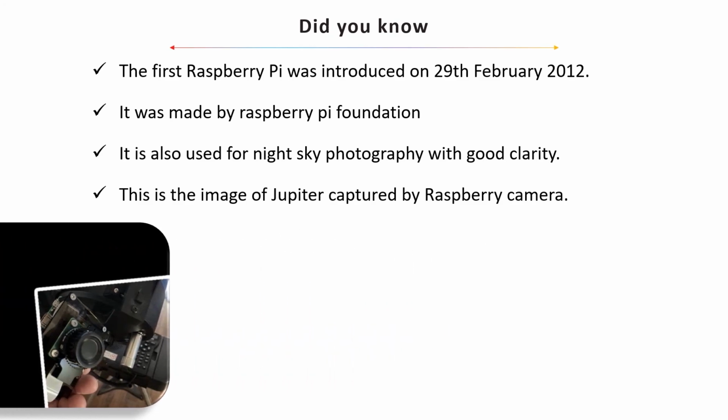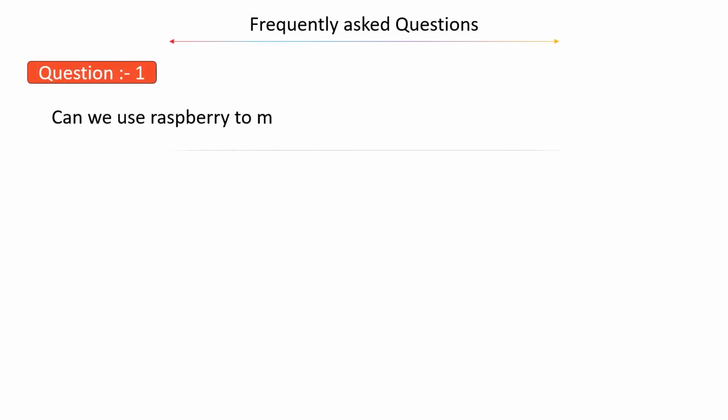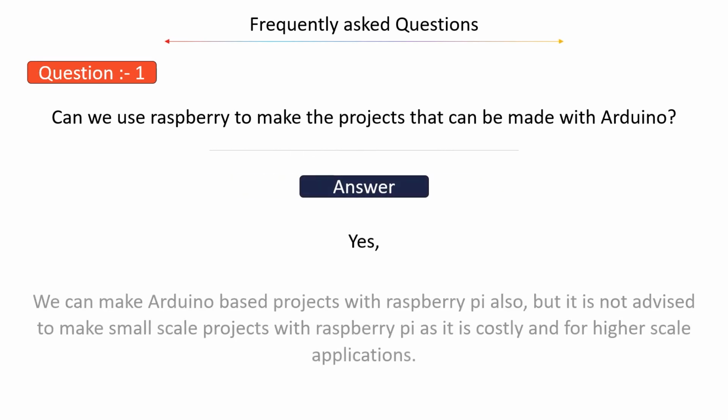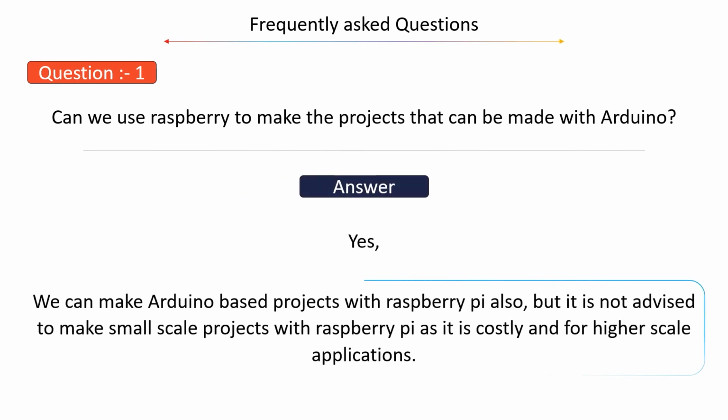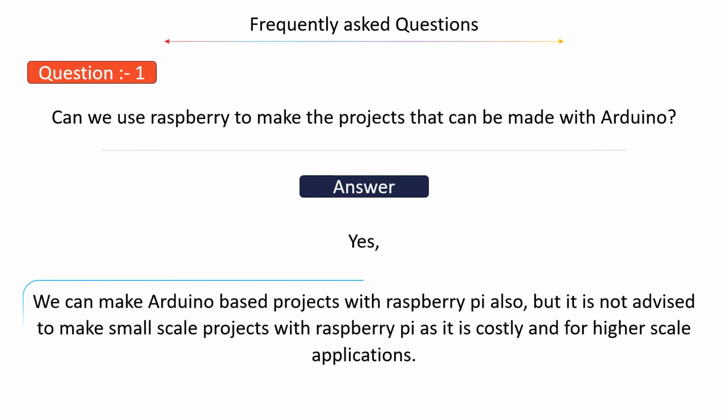Some frequently asked questions related to Raspberry Pi are being shared with you along with their answers. Question 1. Can we use Raspberry to make the projects that can be made with Arduino? And the answer is yes. We can make Arduino-based projects with Raspberry Pi also, but it is not advised to make small-scale projects with Raspberry Pi as it is costly and used for higher-scale applications.